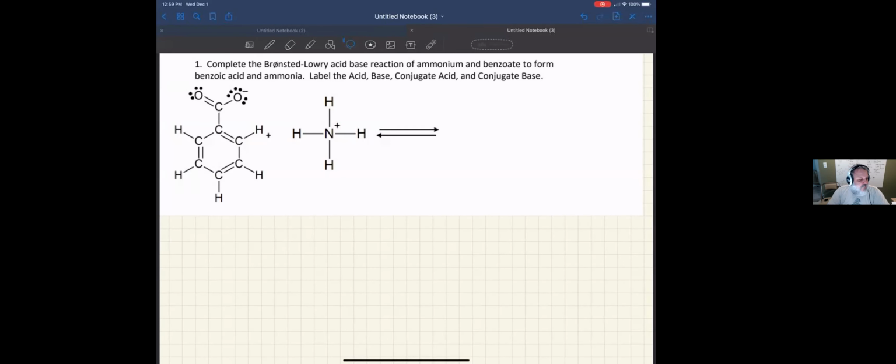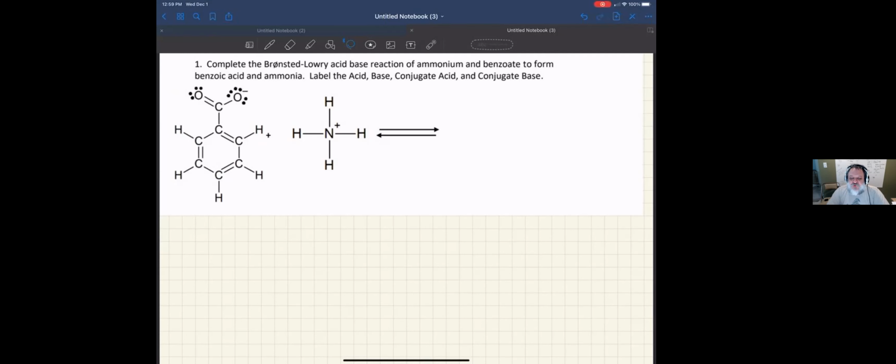How's it going, everybody? This problem is asking you essentially what's the definition of a Bronsted-Lowry acid and what's the definition of a Bronsted-Lowry base. In terms of the Bronsted-Lowry acid-base definition, this is all focused on proton donating and proton accepting. So donating and accepting an H plus ion. That's really all there is to it.